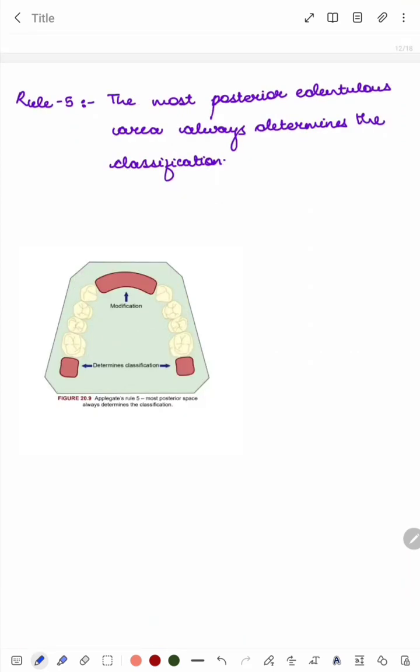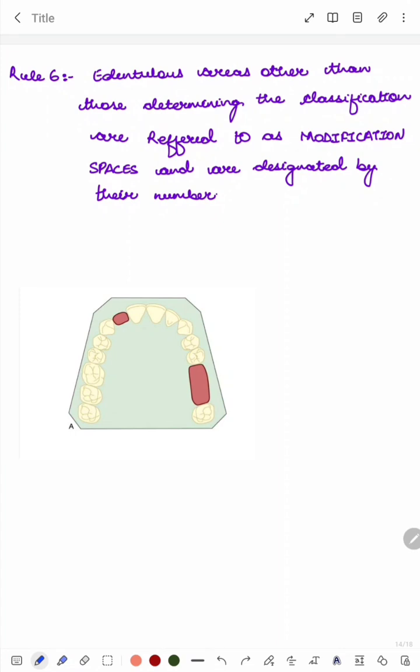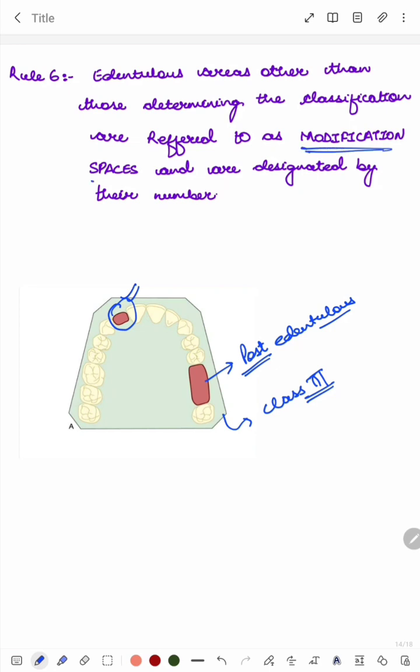Rule number 5 is the most important rule: the most posterior edentulous area will determine the classification. Now rule number 6. Here in this picture, you can see this is the most posterior edentulous area, so this will determine the classification. So this is basically class 3, right? And what about this region? This space, other than the edentulous area determining the classification, is known as the modification space. So this is class 3 modification 1, right?